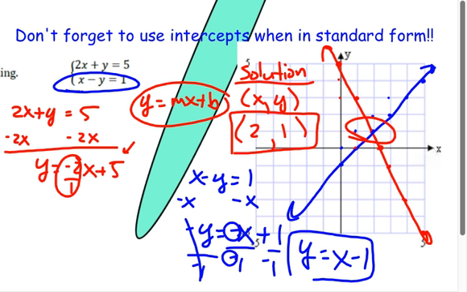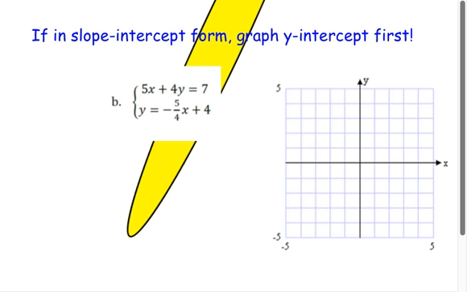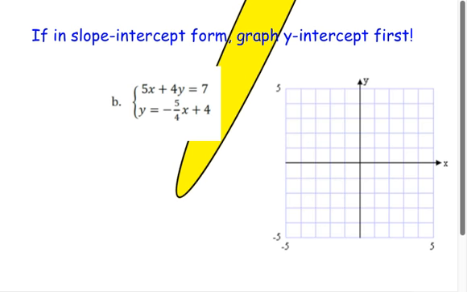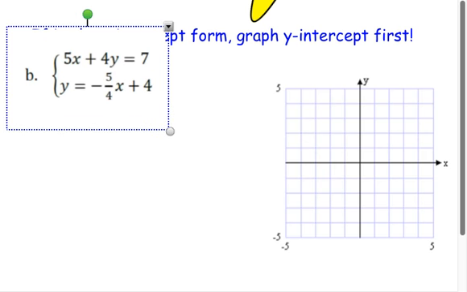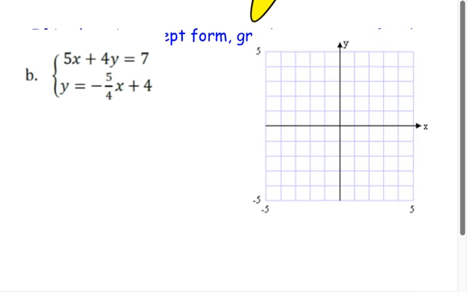I'm going to show you in the next problem slope-intercept form again, but you can use standard form and find your x and y intercepts, or use slope-intercept form, whichever is more comfortable for you. Okay. Well, let's get busy with this one.